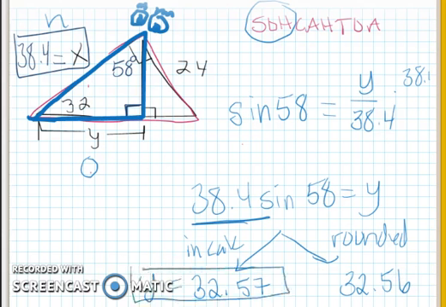Okay? There it is. And this makes sense. 32 is less than 38. 38 is the hypotenuse, so it seems to be in good order.